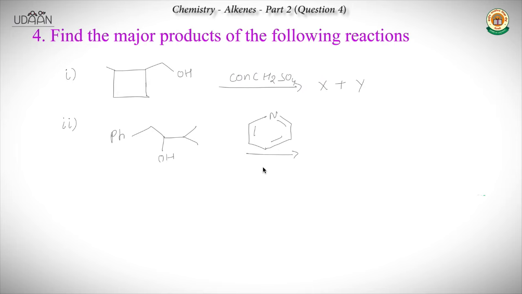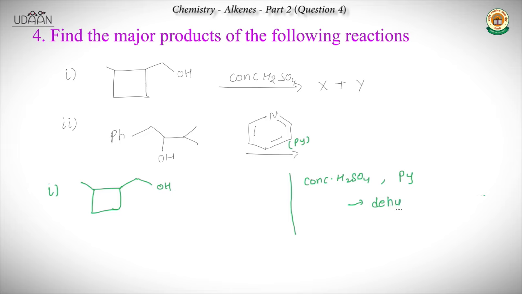Question number 4. Find the major products of the following reactions. Let's go with the first question. You have cyclobutane with an alcohol group and a methyl group attached to it. Now first identify the reagents given to you: concentrated H2SO4 and pyridine. These are dehydrating reagents, so they remove water molecules.